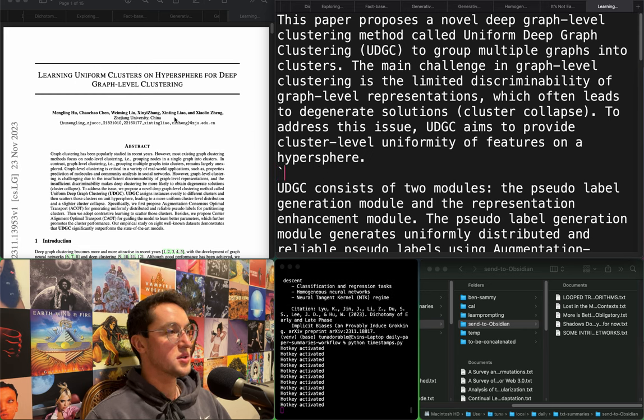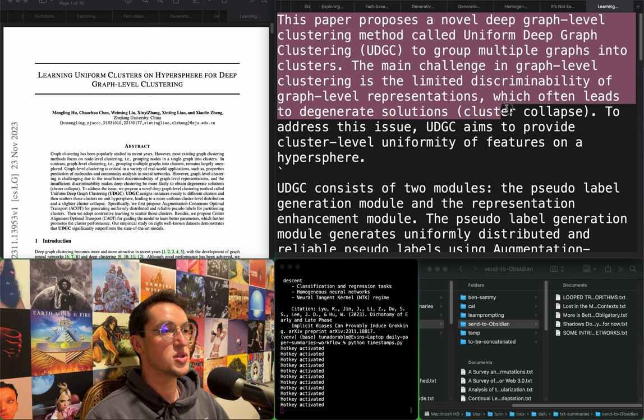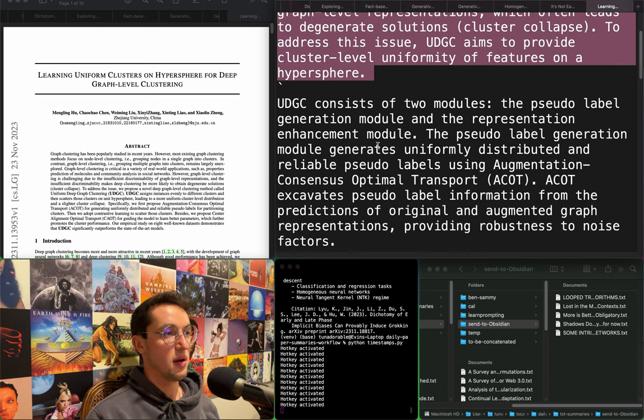Learning Uniform Clusters on Hypersphere for Deep Graph-Level Clustering. I saw the word Hypersphere, gotta hop on there. I have a video on that already, a Hypersphere idea. Proposes a novel deep graph-level clustering method called Uniform Deep Graph Clustering to group multiple graphs into clusters. The main challenge in graph-level clustering is the limited discriminability of graph-level representations, which often leads to degenerate solutions, cluster collapse. To address this issue, the UDGC claims to provide cluster-level uniformity on features on a Hypersphere. I don't know what's happening here.